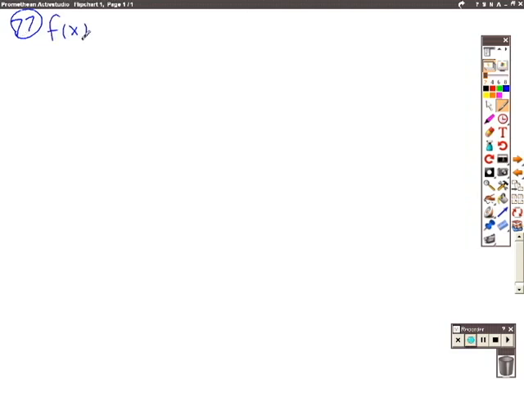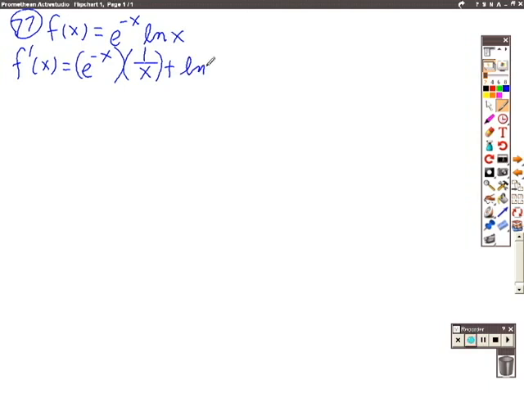In 77 we have f of x equal to e to the negative x times the ln of x. Now the fact that I said times tells me that we're looking at the product rule here. So when we do the product rule, we'll take the first function, which is e to the negative x, times the derivative of the second function. Remember, the derivative of ln of x is 1 over x, plus the second function, ln of x, times the derivative of the first function. That's going to be e to the power times the derivative of the power. And the derivative of that power is negative 1.